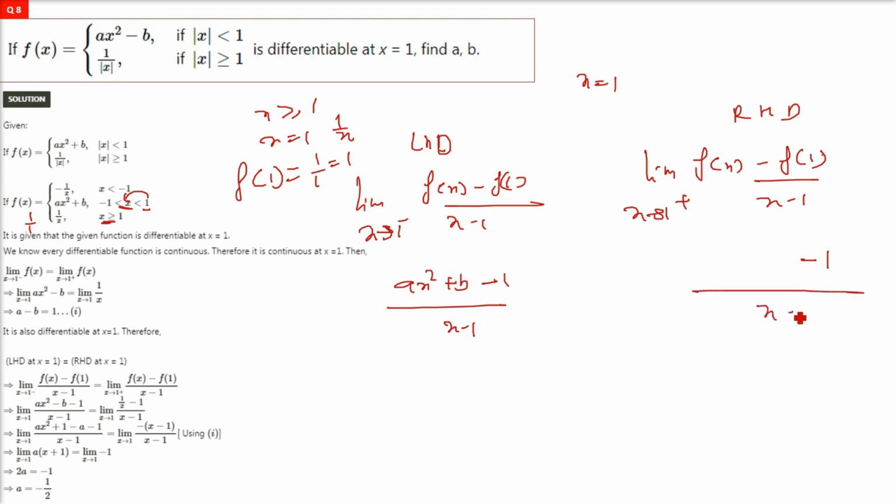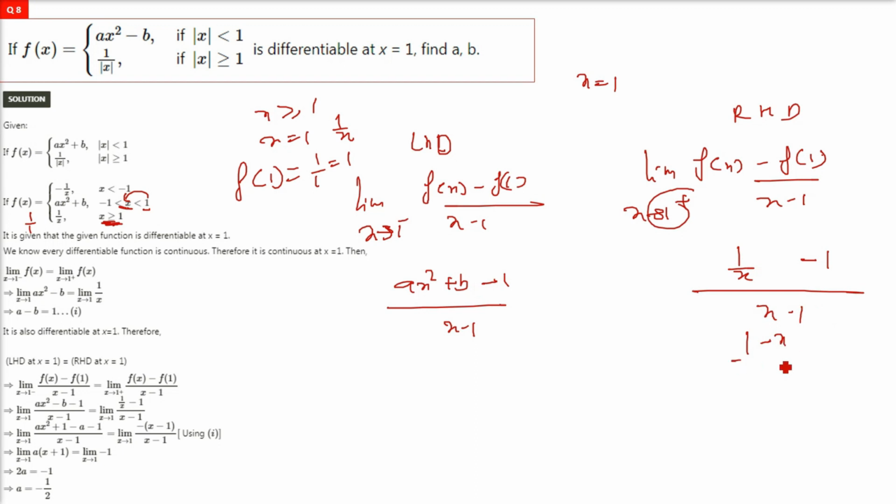Here, with x minus 1 in the denominator, what is going to be f(x)? We are going above 1. So what is above 1? x is greater than 1, so you have to use 1 by x here. Okay. The limit x tends to 1 will always be there. I am not writing it, but please remember the limit x tends to 1 is already there.